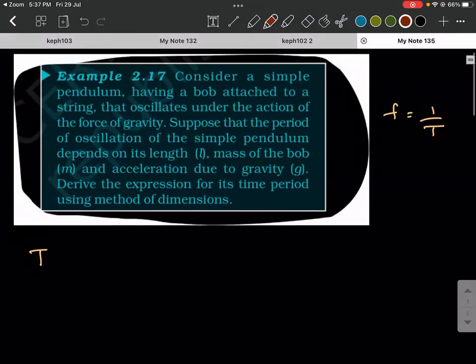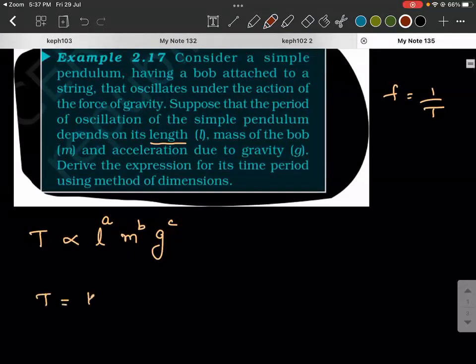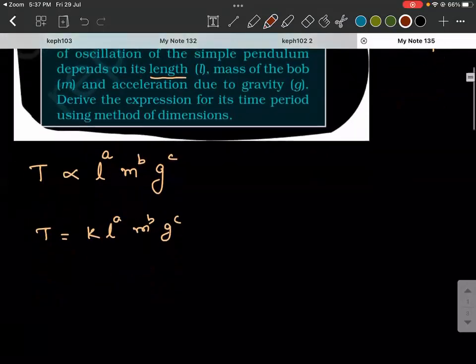Okay. So T is observed to be dependent on its length. So time period is observed to be directly proportional to L power A. It is observed to be directly proportional to M power B, and it is observed to be directly proportional to G power C. So it is dependent on G, but we don't know how many times it is dependent on G. Okay. So then I can say T is equal to K times L power A, M power B, and G power C. Right? I told you, whenever you write an equation in physics, the equation should be dimensionally consistent.